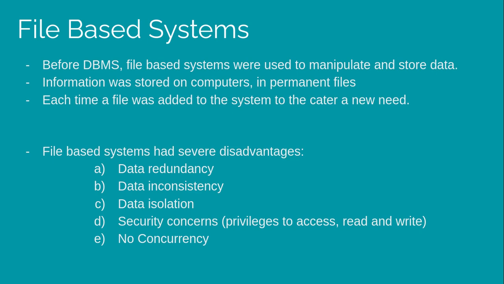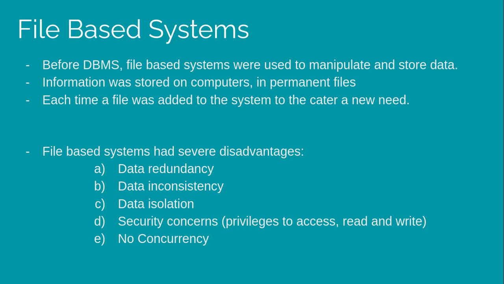So there is no clear segregation. Then security concerns, even this is a major disadvantage, as you'd have to deal with privilege to access, read and write access. Then a major drawback is no concurrency. Database, what does concurrency mean?